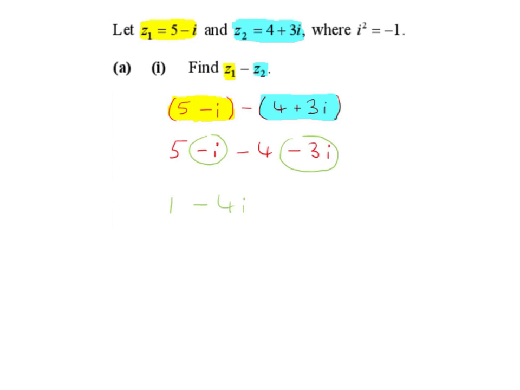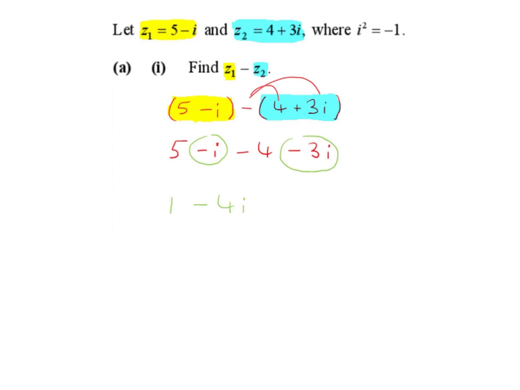And we're going to make sure that we have brackets around it. So z2 is 4 plus 3i, so we have 4 plus 3i with brackets around it, and a minus in front. There's nothing in front of the first set of brackets, so we can just bring down the 5 and the minus i. And then minus multiplied by 4 is minus 4, and minus multiplied by 3i is minus 3i.